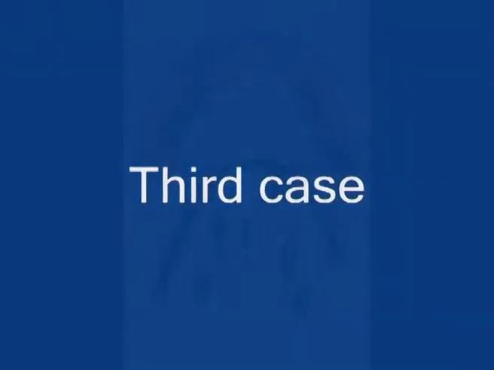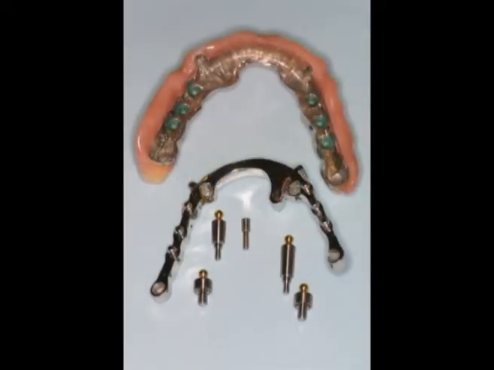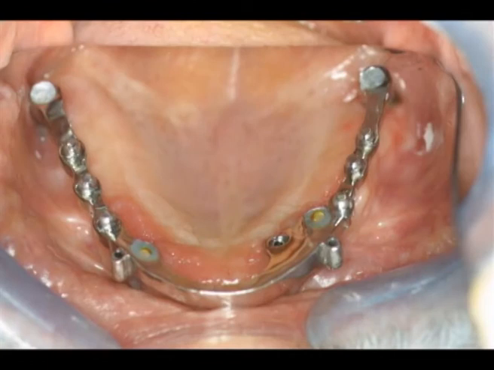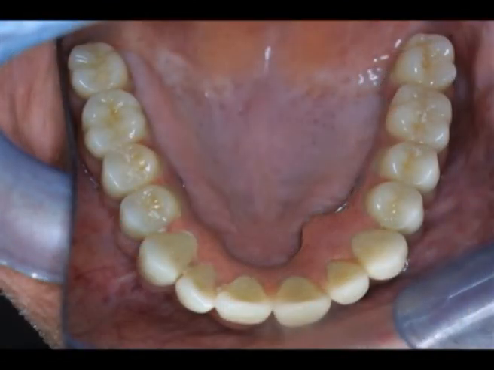Third case. Edentulous maxilla. Mono-screwed bar. 4 annular blocks. In-mouth view of main bar structure. Inserted denture, fixed bridge bolt-like.